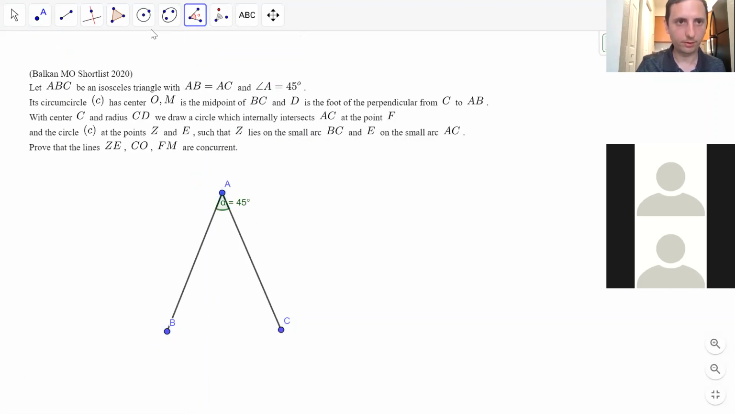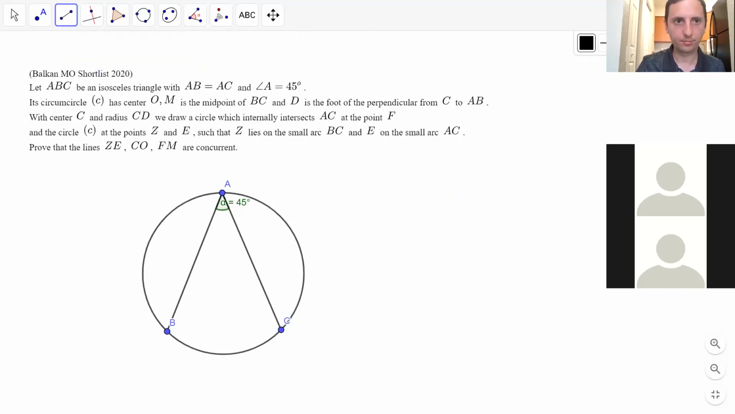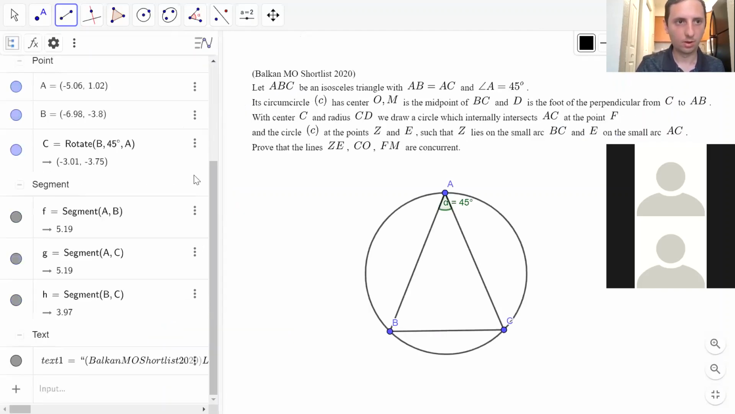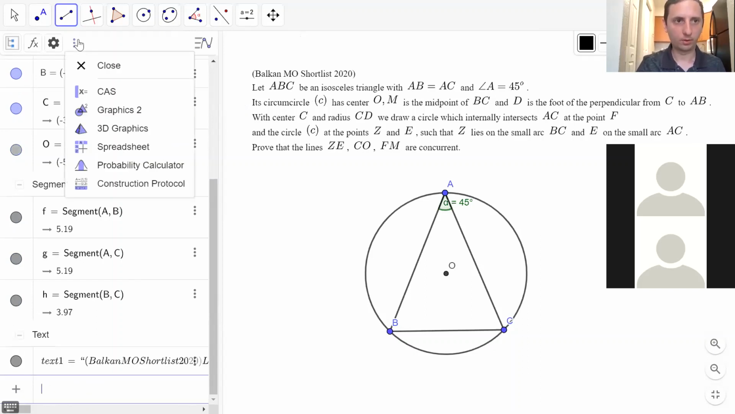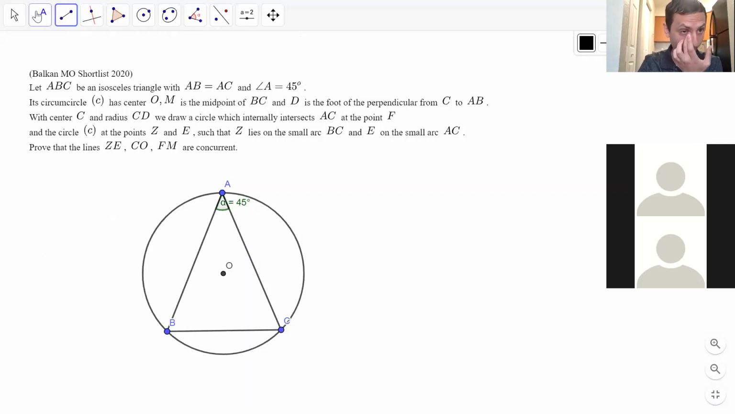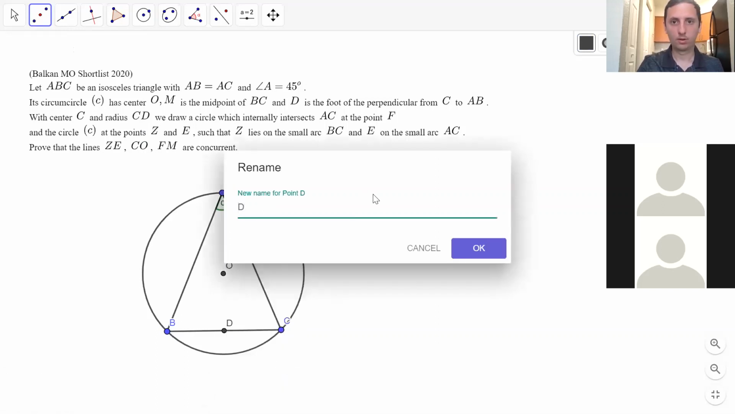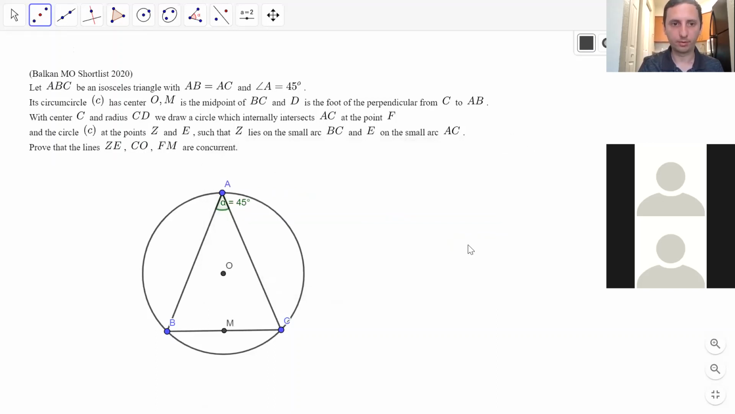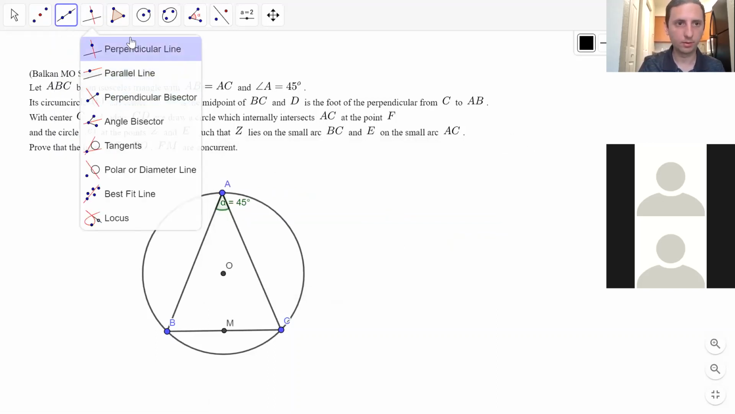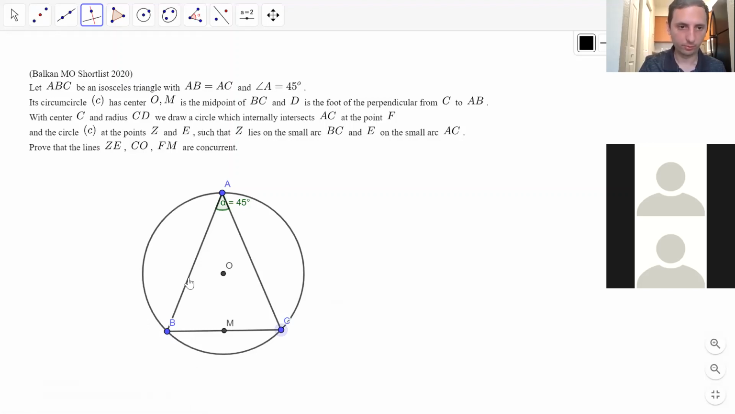So the circumcircle has center O. Oops, my bad. So O is the center of C. And M is the midpoint of BC. And D is the perpendicular from C to AB. And fortunately, I won't have to rename that.